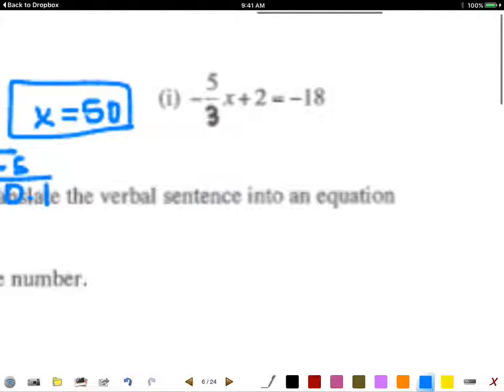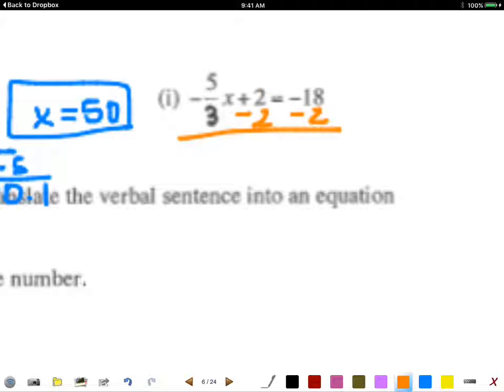All right. This one, I think I wrote it in there, so it should be a little easier for you to see. All right, so what do you suppose we get rid of first here? The plus 2. How? Subtract 2.